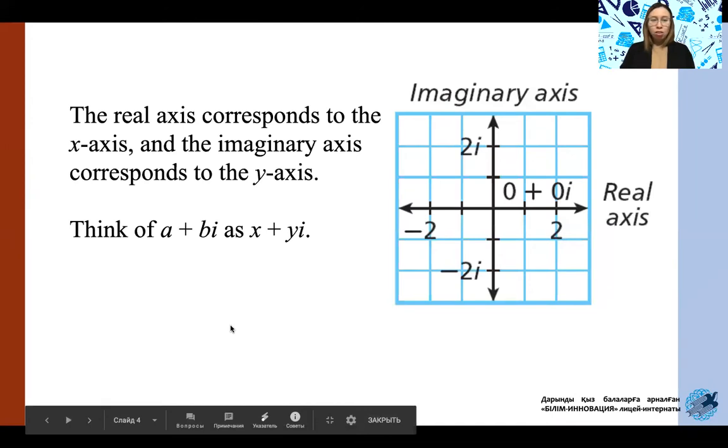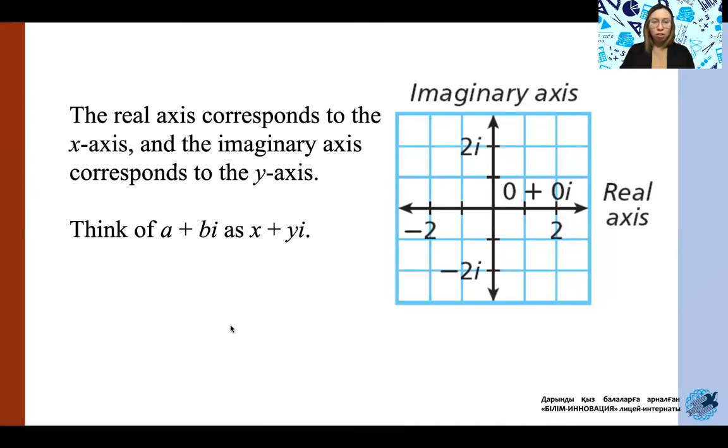Okay, the real axis corresponds to the x-axis, and the imaginary axis corresponds to the y-axis. Yes, think of a plus bi as x plus y.